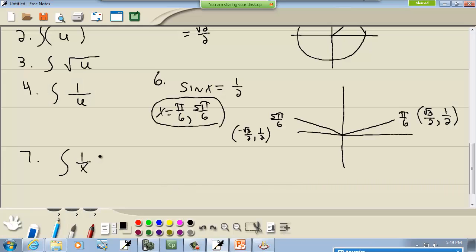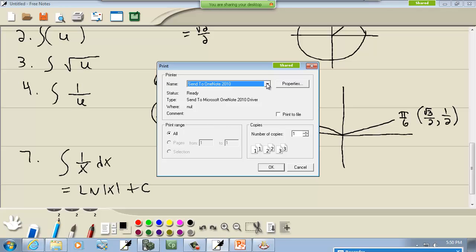Well, let's just look at 1 over x dx. Whenever you have 1 over x, that's a natural log of the absolute value of x plus c. And that'd be your answer. Let me save this because I'm ready for a new page.